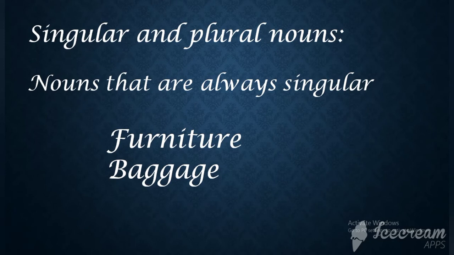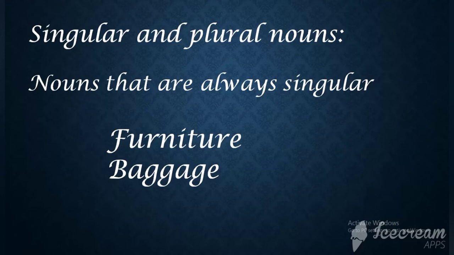For example, furniture, baggage. For furniture, if there are a number of wooden chairs or sofa sets, we should not say furnitures. We want to say furniture. There is no plural word form for furniture. And for baggage also, there is no plural form. You should not say baggages. They are always singular. Furniture, baggage, these words are always singular.